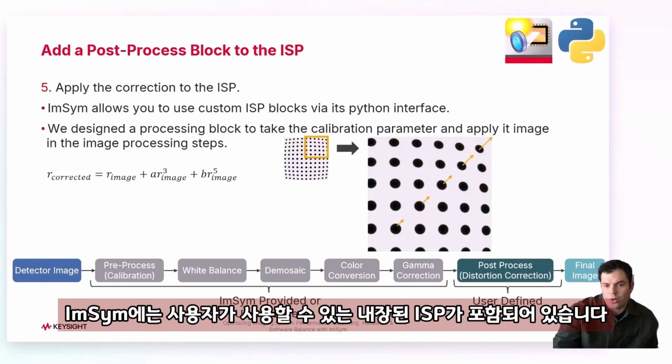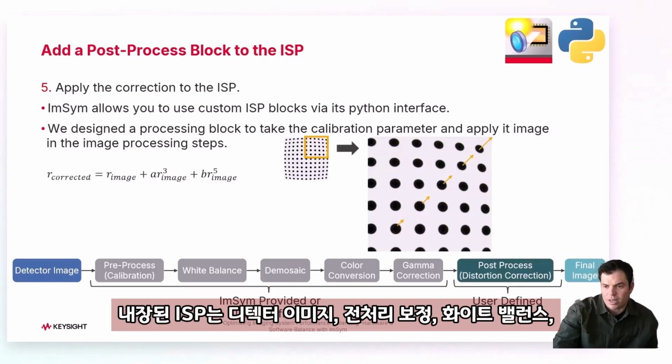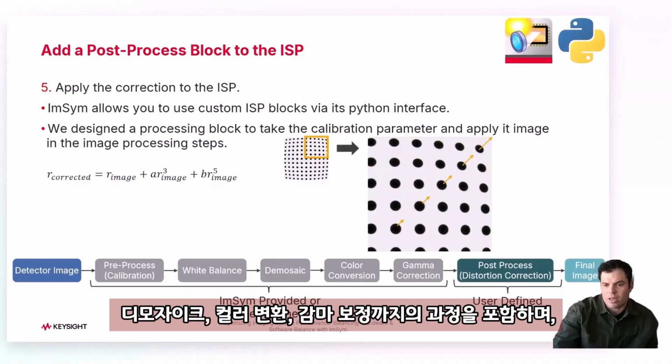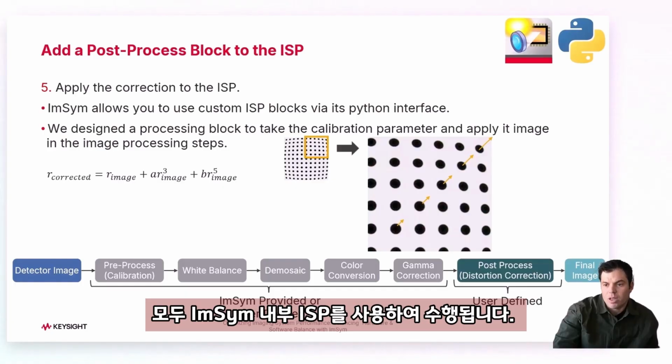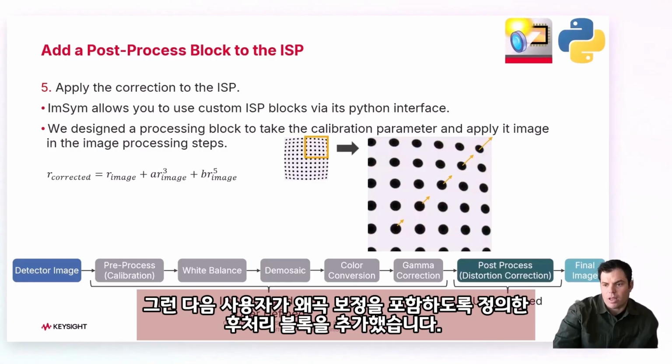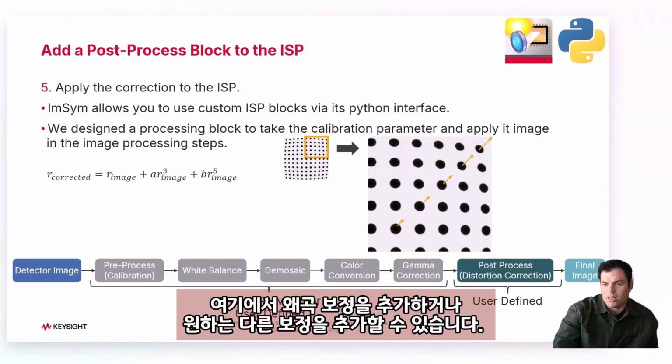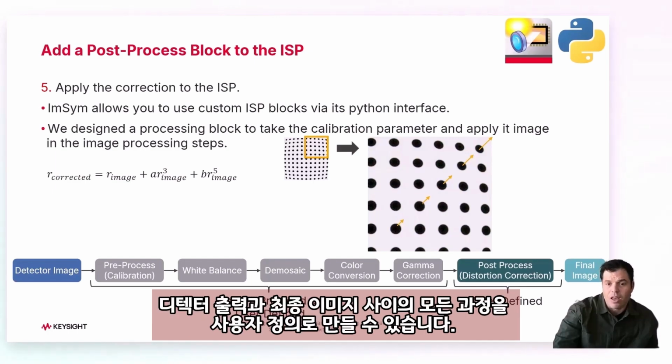ImSym is shipped with its own ISP that users can use. So here the ISP starts with the detector image, the pre-processing calibration, the white balance, demosaic, color conversion, and gamma correction. All of these were done with ImSym's internal ISP. And then we added the available post-process block, which we defined as the user to include the distortion calibration. This is where we add those calibrations, or you can add other calibrations as you please. However, you can customize everything between the output of the detector and the final image.